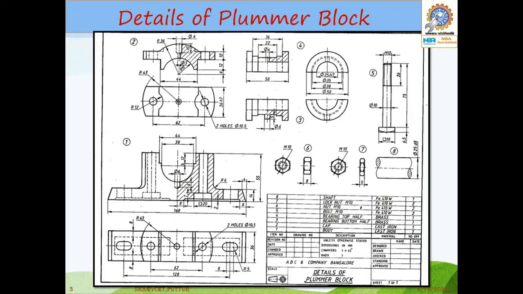This is the detail of the plumber block. The plumber block assembly consists of a total of 8 parts, starting from body, cap, bearing bottom half, bearing top half, bolt M10, nut M10, lock nut M10, and shaft. Total 8 parts. Now let us see the step-by-step procedure to draw these parts of the plumber block.